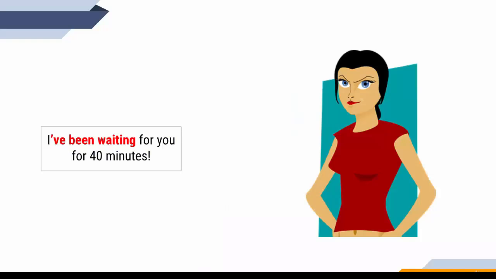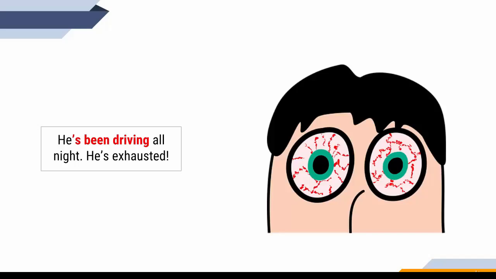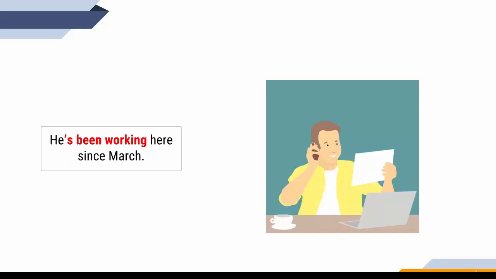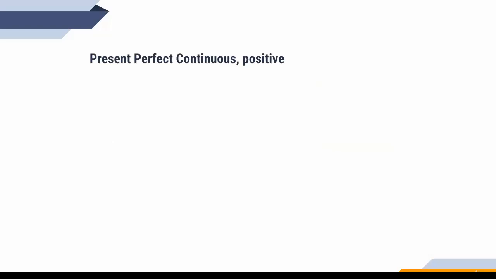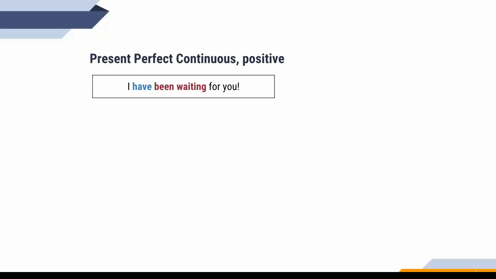I've been waiting for you for 40 minutes. I've been waiting. He's been driving all night. He's exhausted. He's been working here since March. He's been working. All of these sentences were examples of present perfect continuous.